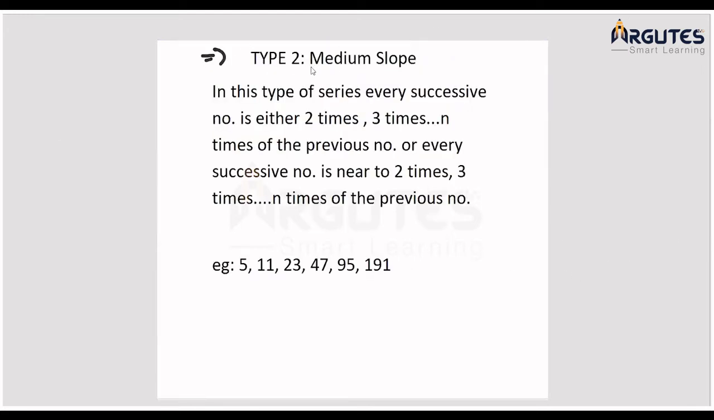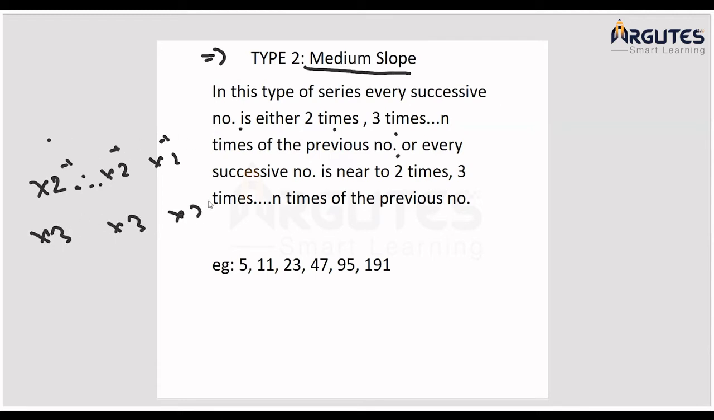Now our second type, that is medium slope. What does this signify? In this type of series, every successive number is either 2 times, 3 times or n times of the previous number, or every successive number is near to 2 times or near to 3 times or near to n times the previous number. Like it will be in the form into 2 into 2 into 2 plus something plus something plus something or minus something, or into 3 into 3 into 3 plus something or minus something, like this. It will be in this form.